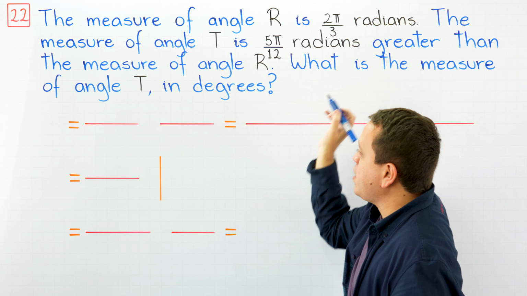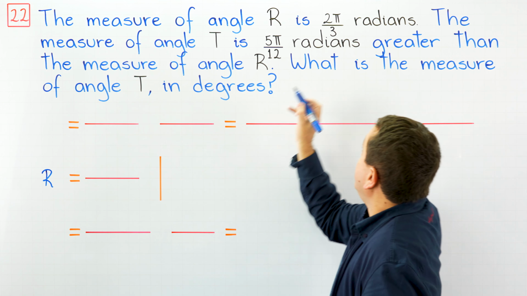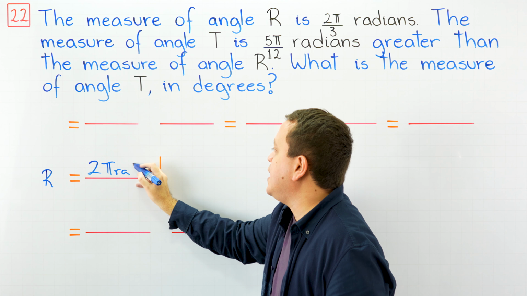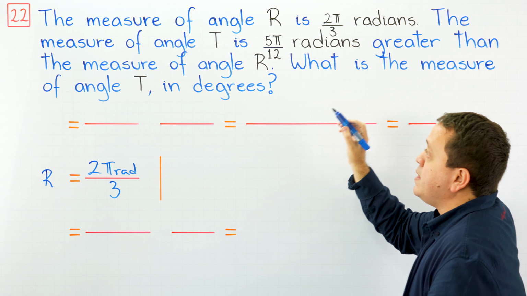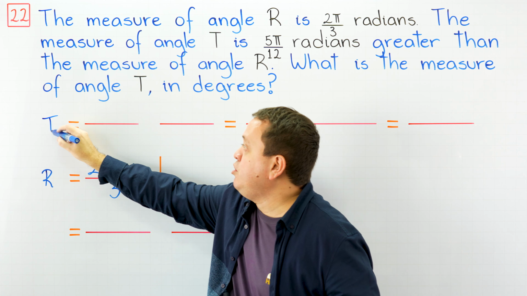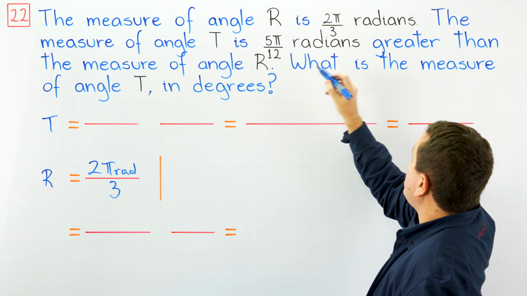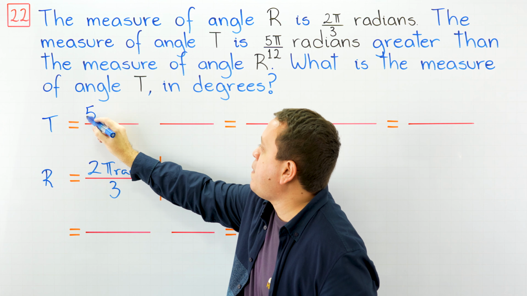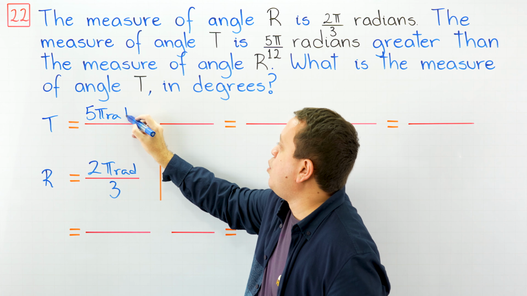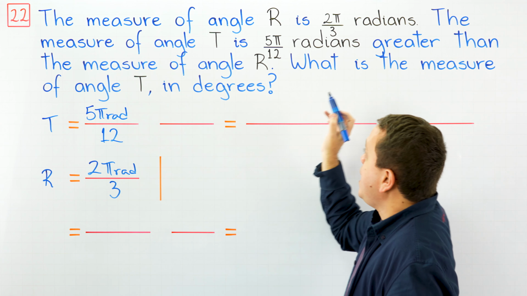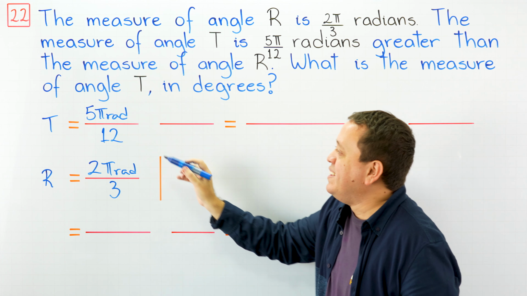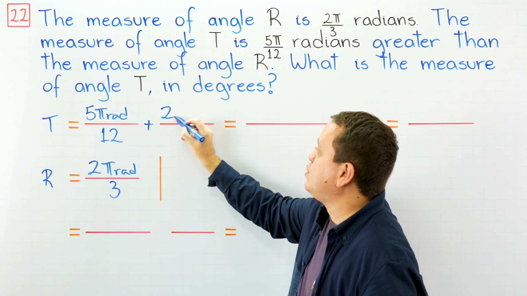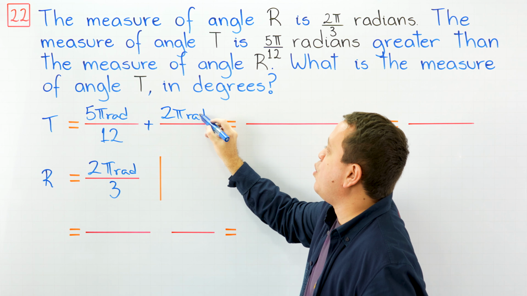Once again, the measure of angle R is 2 pi radians over 3. The measure of angle T is 5 pi radians over 12 greater than the measure of angle R. Therefore, T is 5 pi radians over 12 plus the measure of angle R, that is 2 pi radians over 3.